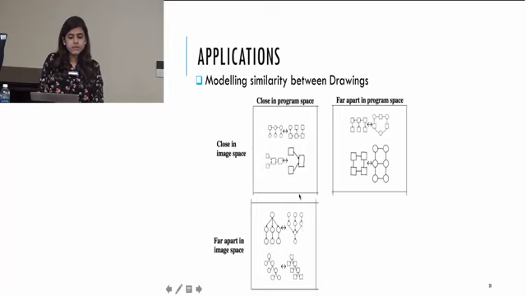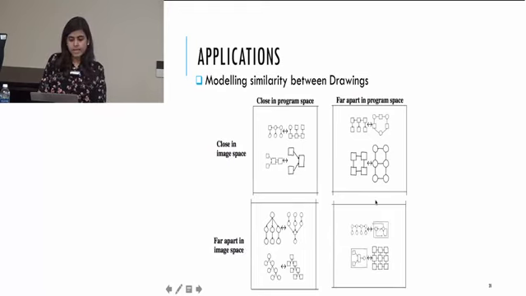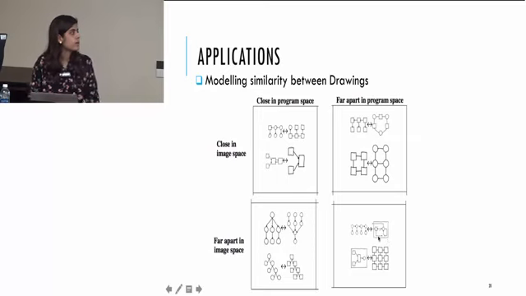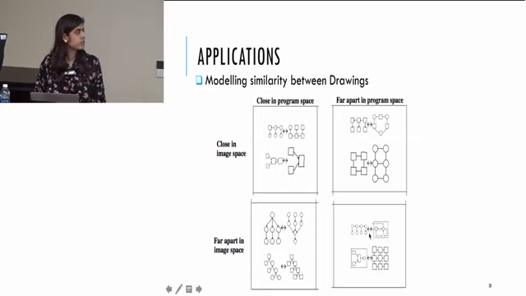This is another example where, by looking at the code, you can say that they are close in program space, but visually, in image space, they're not similar. And lastly, these are examples of programs which are completely dissimilar, even in the program space and even in the image space.